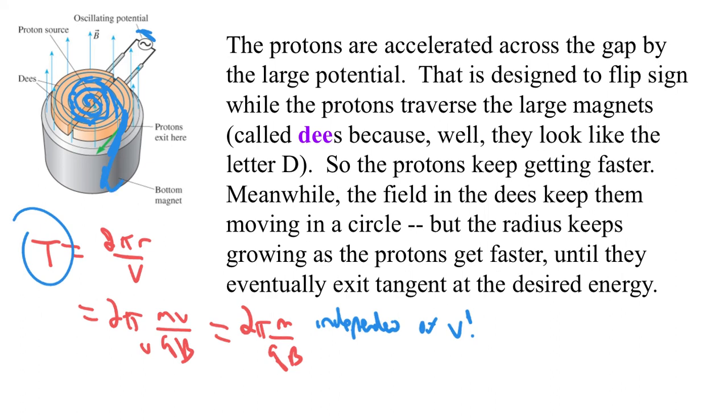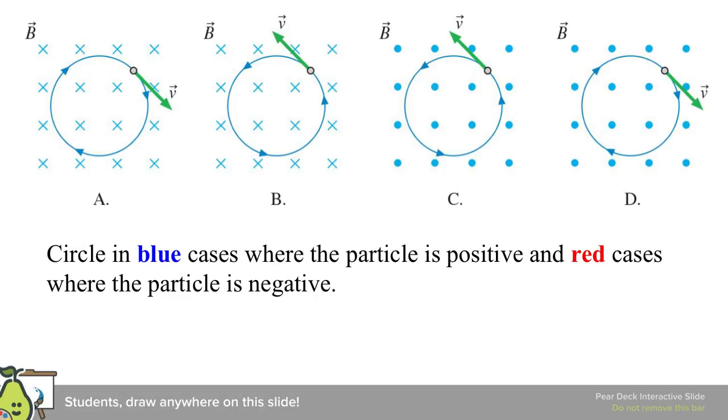All right, circle in blue the cases where the particle is positive, and circle in red the cases where the particle is negative. Let's look at case A. V cross B: this thing is going this way, and B is into the board, so QV cross B points this way. This is V cross B. But we know, of course, the force had better point the other way.